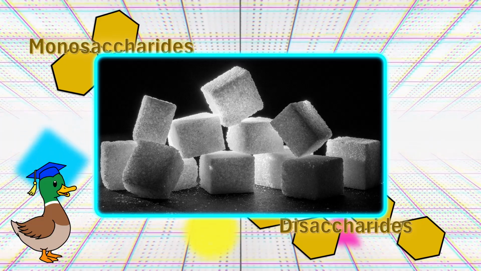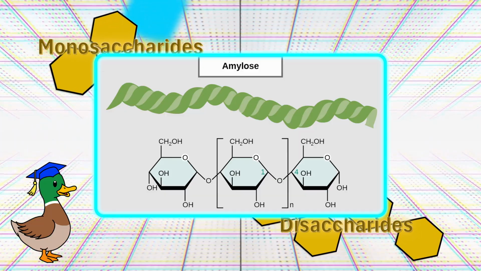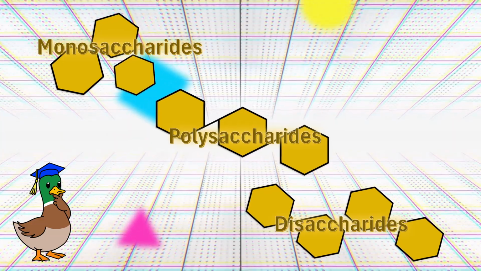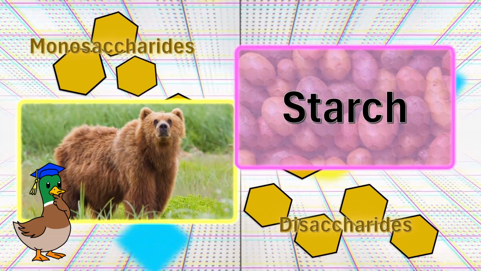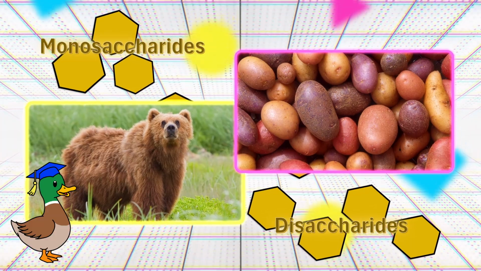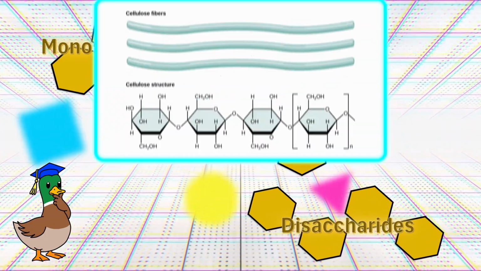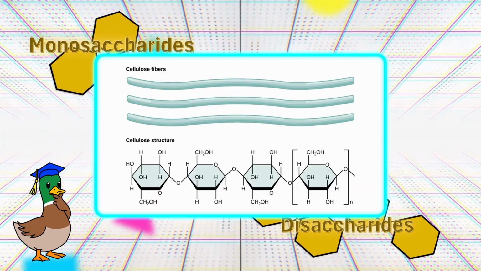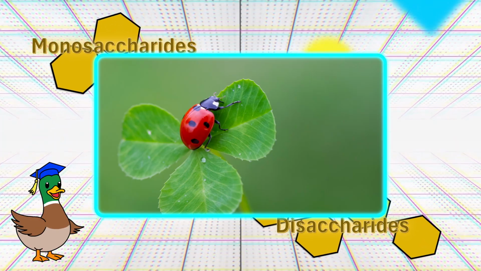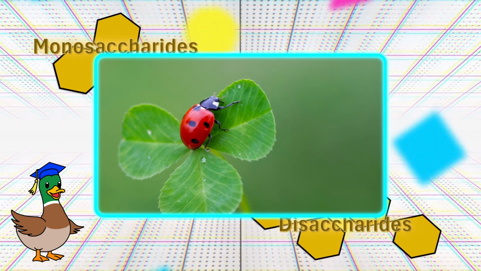Here's the fun part. If we link many monosaccharides together, more than 2, we get a polysaccharide. Let's review some examples. Glycogen stores glucose in animals, and starch stores glucose in plants. Think potatoes and bread. Both are examples of polysaccharides being used for energy storage. Polysaccharides are also used in structural applications like cellulose, which makes up the cell walls of plants. Another cool example of structural polysaccharides is chitin, which forms the exoskeletons of arthropods.